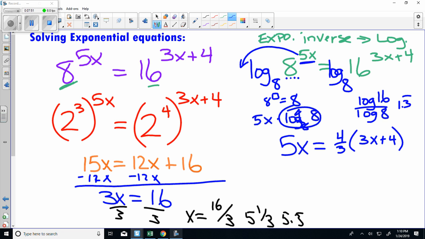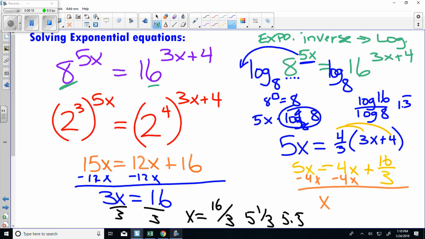If it wasn't something like 1.3 repeating, then you just use the decimal form of it. And so now you can distribute that. And 4/3 times 3x is 4x. And 4/3 times 4 is 16/3 equals 5x. And then you can subtract 4x, and x will be 16/3 again.